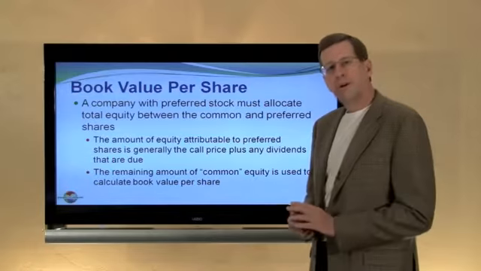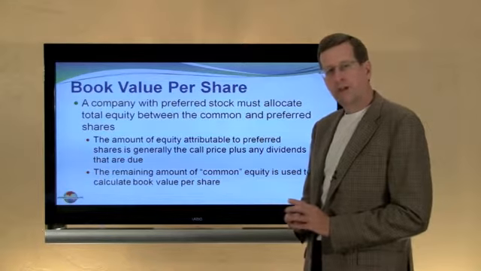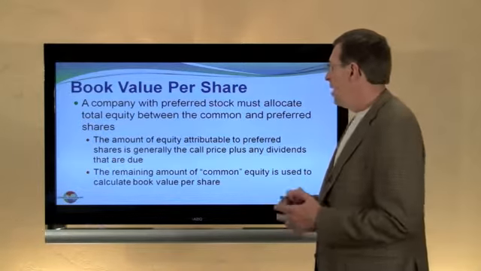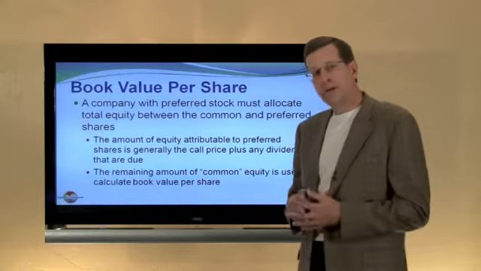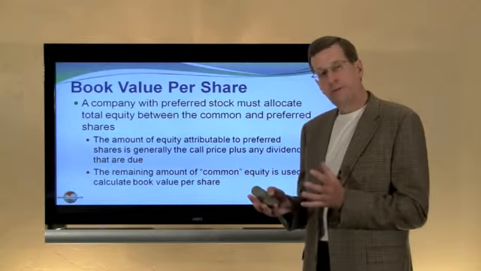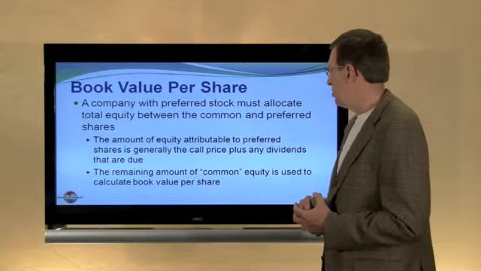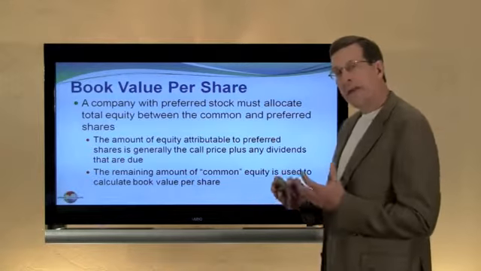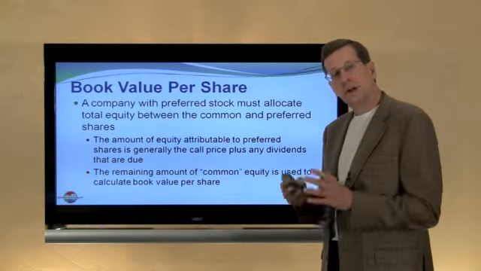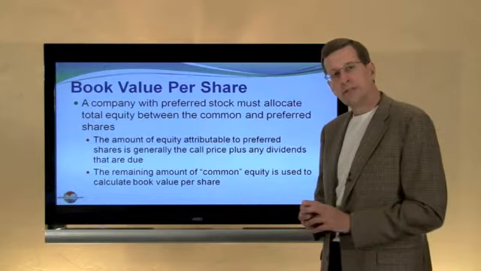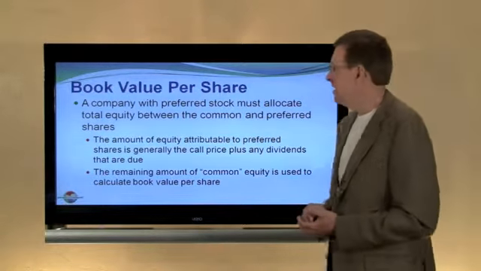When we introduce preferred stock into the calculation of book value per share, we get a bit more complex scenario. We need to determine how much of the total stockholders' equity is available to the preferred shares and how much remains, or the residual amount that's available to the common equity. The amount attributable to the preferred stock is generally considered to be the call price of the preferred stock plus any amounts that are due for current and prior periods' dividends.